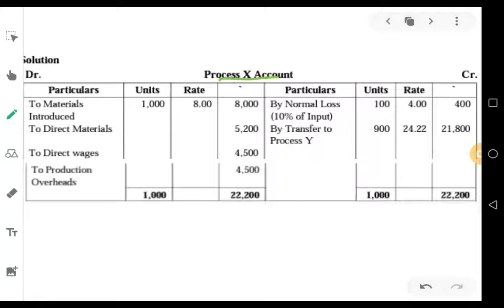On the debit side of the process X account, you should enter the materials that are inputted into the first process, that is the raw materials.